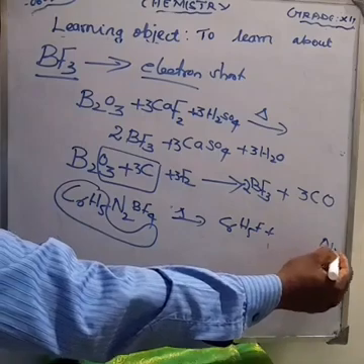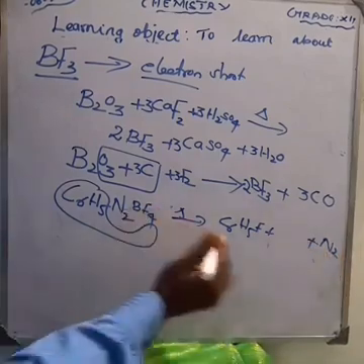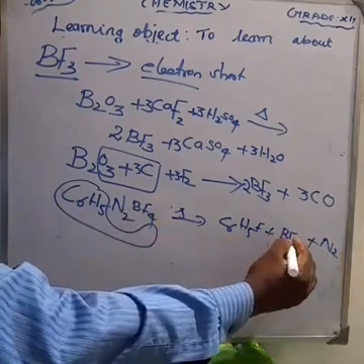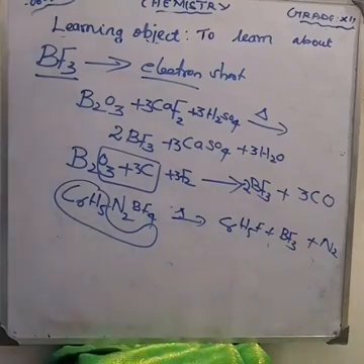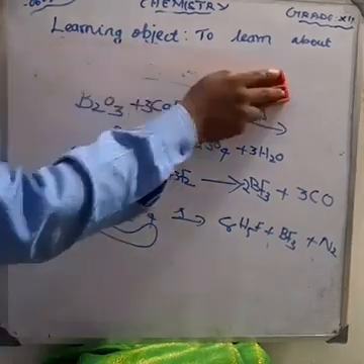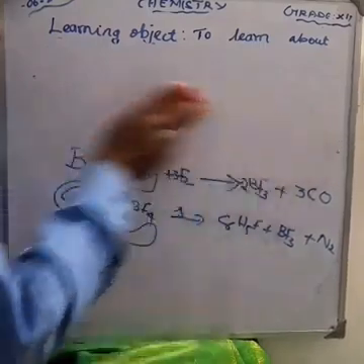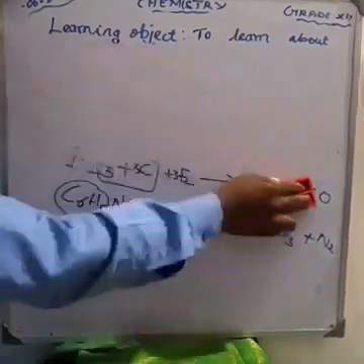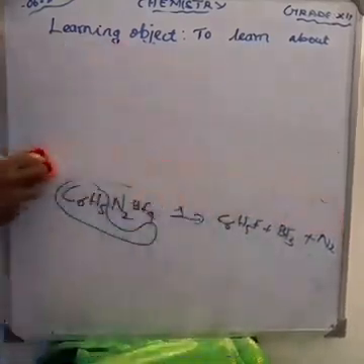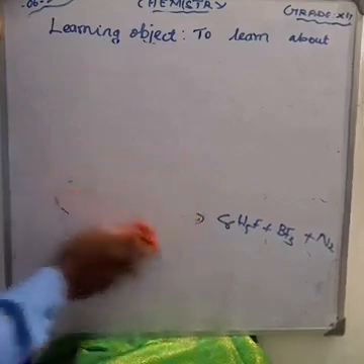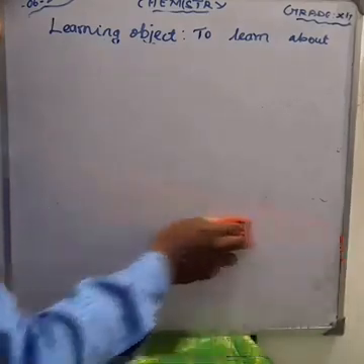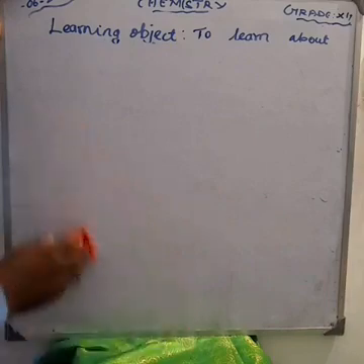So N2, we get here BF3. Am I right? Equation is balanced. Next, what are the properties of boron trifluoride? Boron trifluoride has a planar geometry. Am I right?